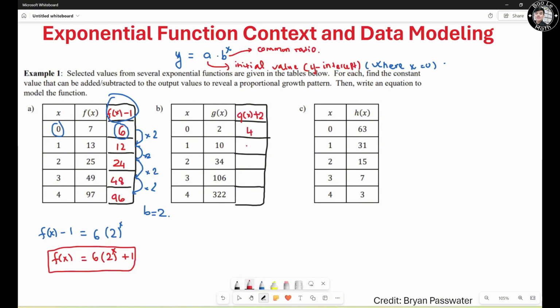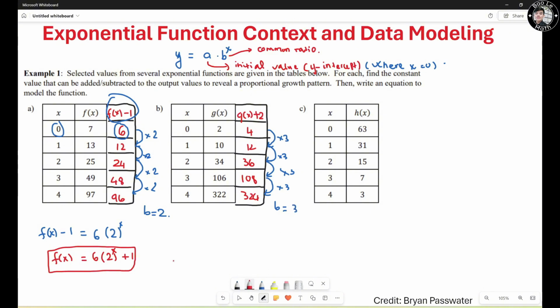10 plus 2 is going to be 12. 34 plus 2 is going to be 36. 106 plus 2 is going to be 108. And 322 plus 2 is going to be 324. 4 times 3 to get 12. 12 times 3 to get 36. 36 times 3 to get 108. 108 times 3, we get 324. So the common ratio here, b equals 3.